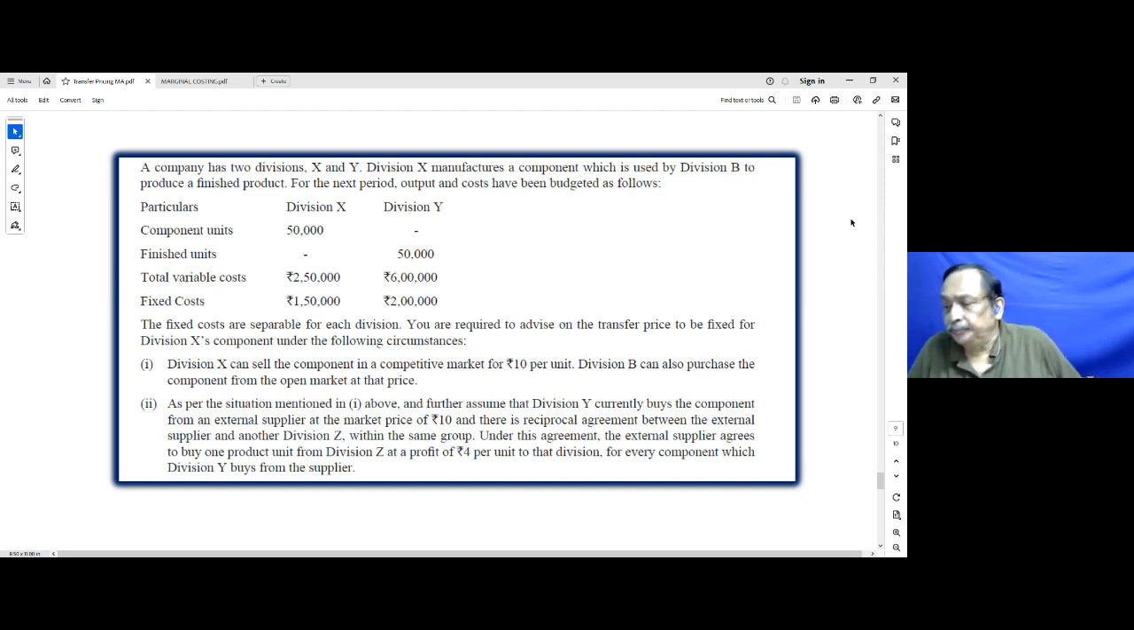A company has two divisions, X and Y. Division X manufactures a component which is used by Division Y to produce a finished product. For the next period, output and costs have been budgeted as follows. Component units Division X 50,000. Finished units Division Y 50,000. Total variable cost is 2 lakh 50 and 6 lakhs. Fixed cost 1 lakh 50 and 2 lakhs. So the fixed costs are separable for each division.